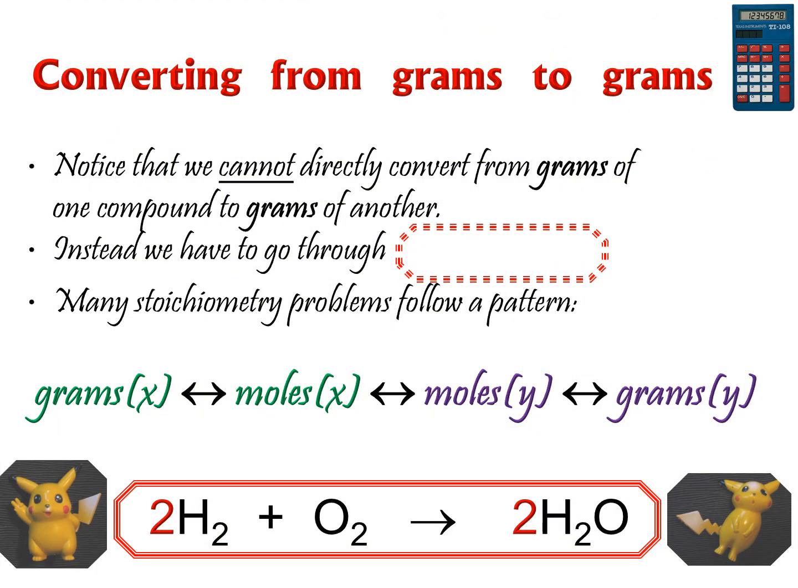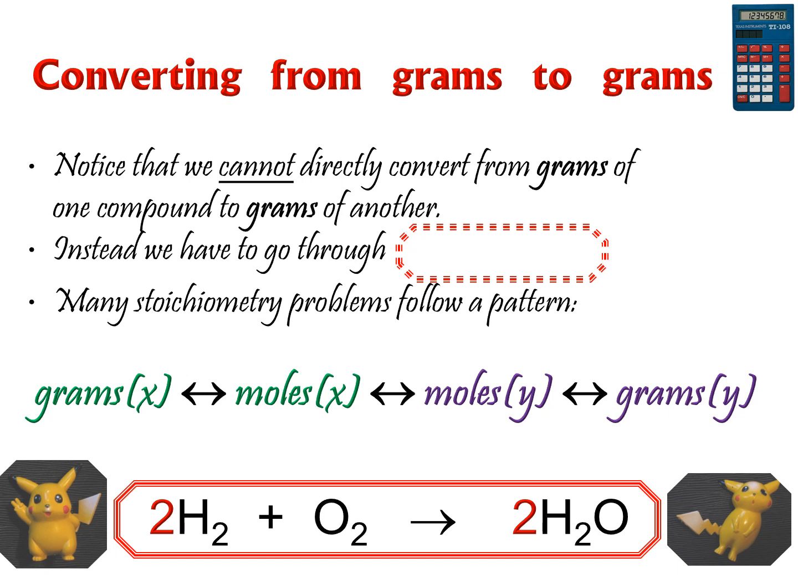Finally, we get to the real deal, converting from grams to grams. These are the harder stoichiometry problems, and these are the practical ones, because really we can't measure moles, but we can measure grams. So very frequently we have to convert between grams and moles, and then we have to convert from moles back to grams at the end. This is the kind of problem I want you to be good at. This is the kind that we actually have to use practically all the time.